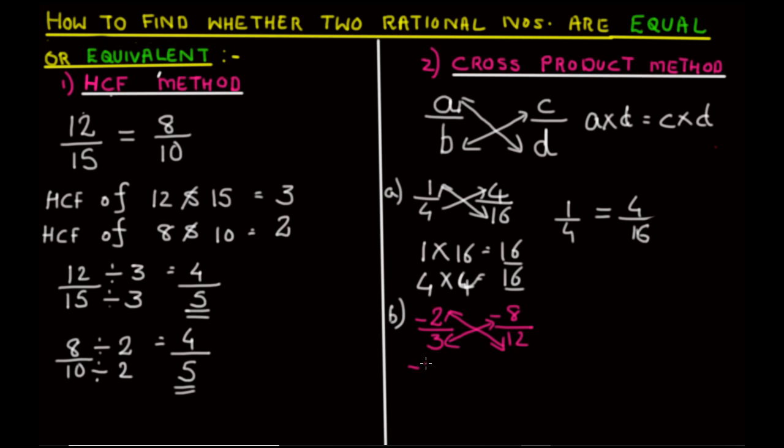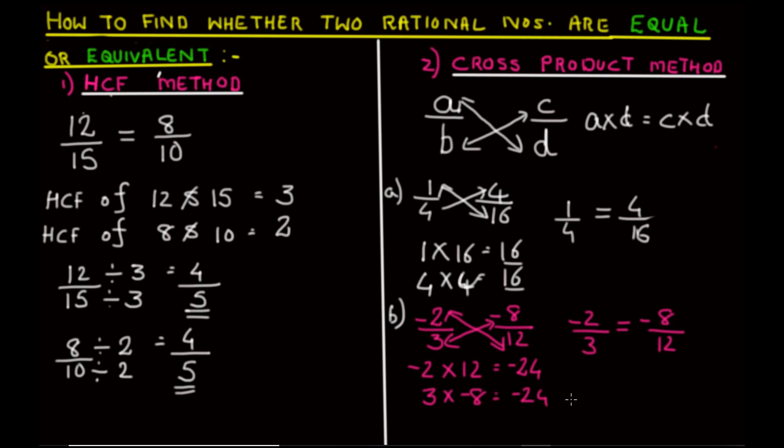So we have negative 2 into 12, we get negative 24. Am I right? Now how about this one? 3 into negative 8 gives us negative 24. In both ways, we get negative 24. Thus, we can conclude that negative 2 by 3 is equal or equivalent to negative 8 by 12.